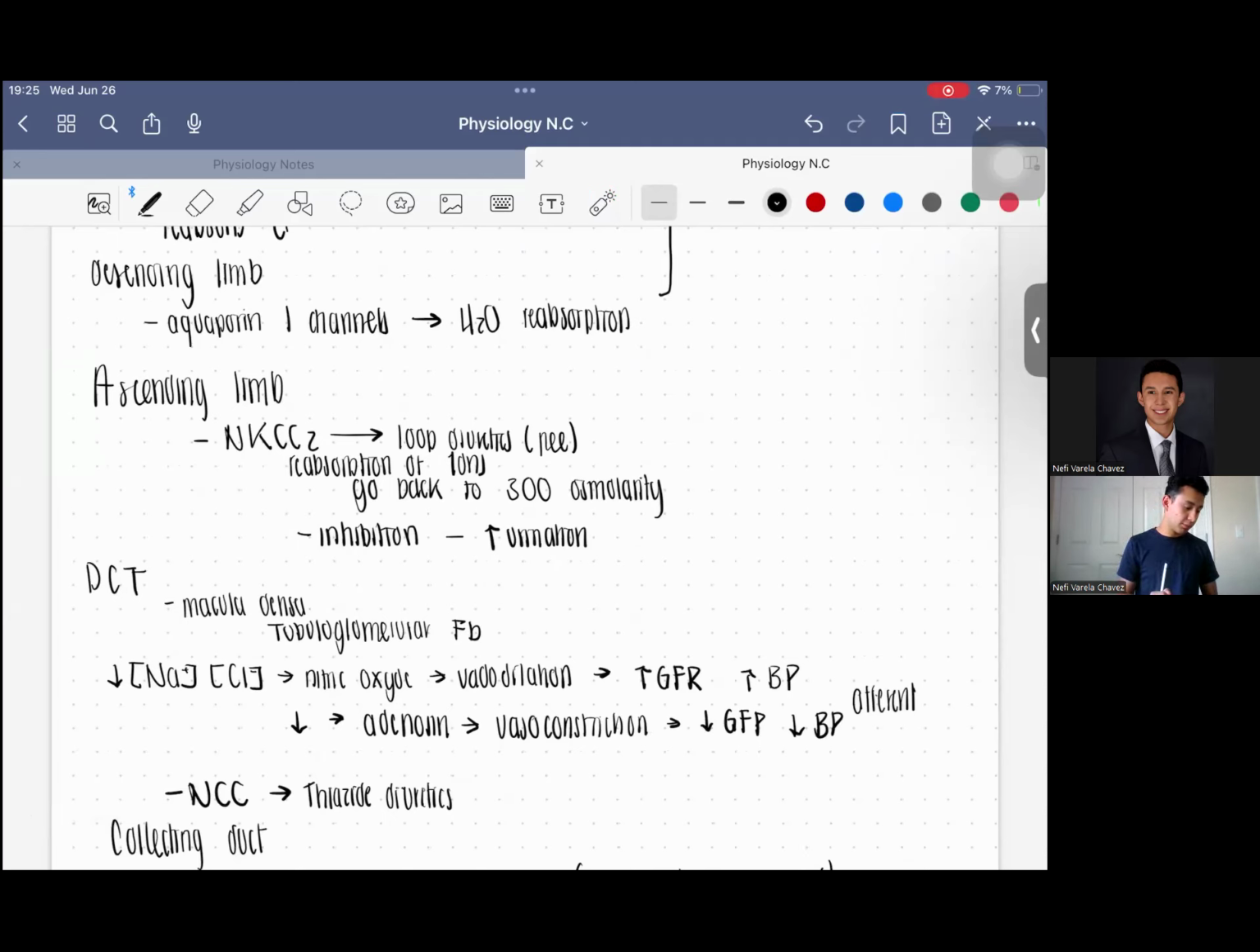And then DCT, we're going to have the macula densa. And I already said the response that we're going to have multiple times. NCC, and that can also create these diuretics. Collecting duct is going to be ADH. Something important to say, when we have antidiuresis, we're going to see the presence of more aquaporins forming because we want less water to be secreted and more reabsorbed into our vasculature.